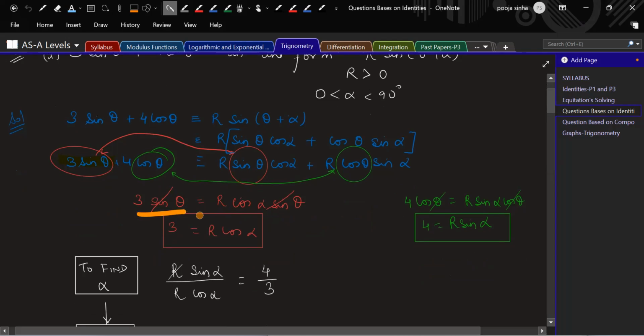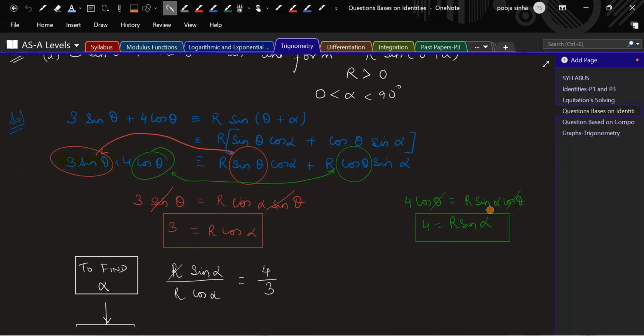3 is equal to r cos alpha मिला यहाँ पर, और यहाँ क्या मिला? 4 is equal to r sin alpha, because यहाँ भी same चीज हुई. This whole thing was equated to this. So cos theta cancelled. 4 is equal to r sin alpha. Clear? Now this is our step 1.